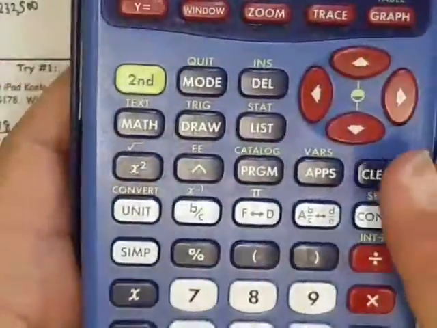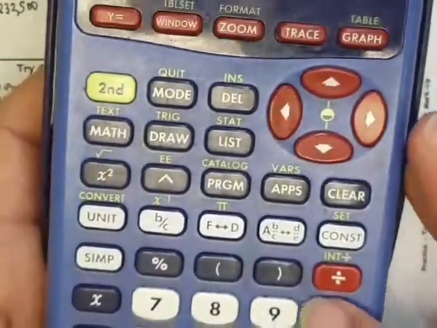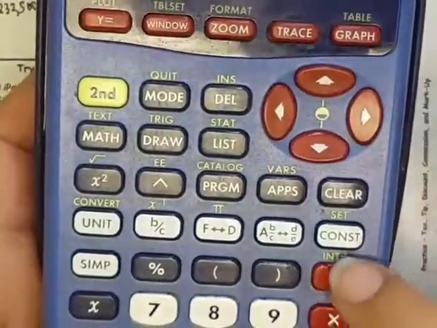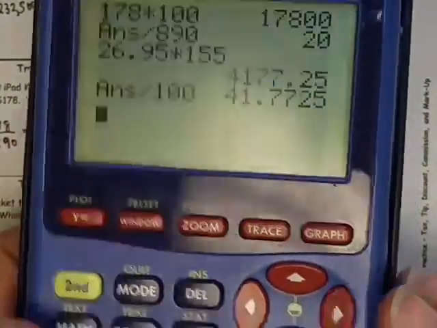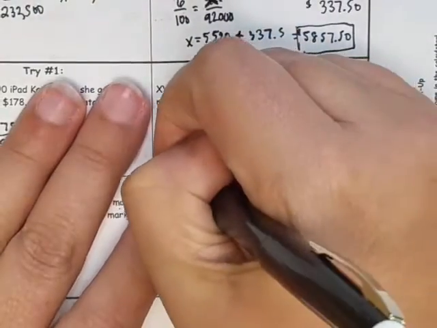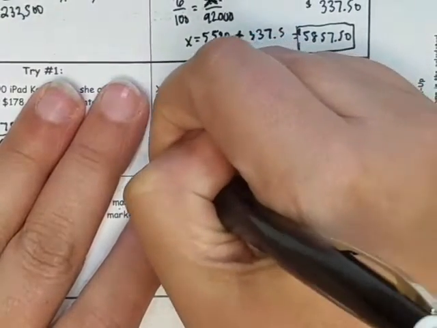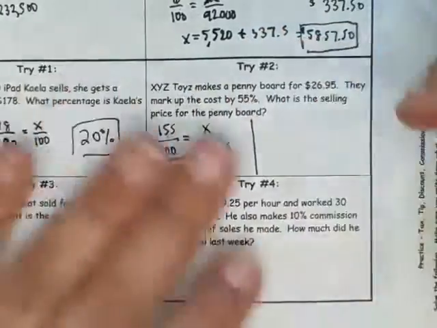So $26.95 times 155 divided by 100 gives me $41.77. So we're going to sell it for $41.77. Now, if you wanted to do it the other way, we can do this.